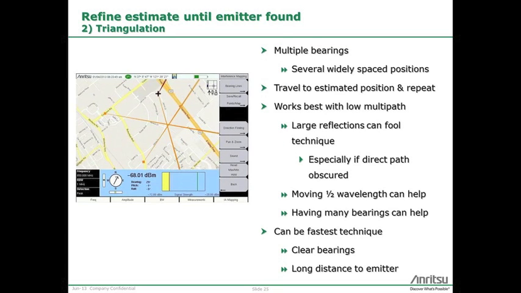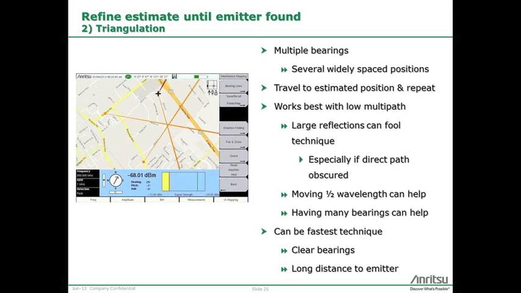The second technique is triangulation, where we can take multiple bearings. You can see on our map here, you have 3 bearings all pointing to the same location, a pretty good indication of where the emitter is coming from. So travel to the estimated position and then repeat, and you can refine your estimate as you go along. This generally works where you have clear line of sight or near line of sight to the signal because the bearing estimates can be confused by multipath. Moving half a wavelength can help average out the multipath. Having many bearings can also help.